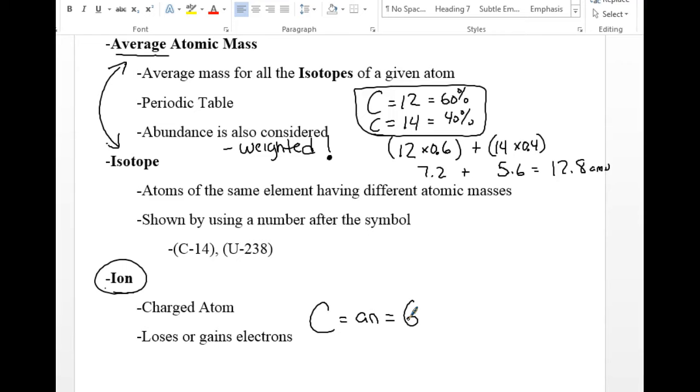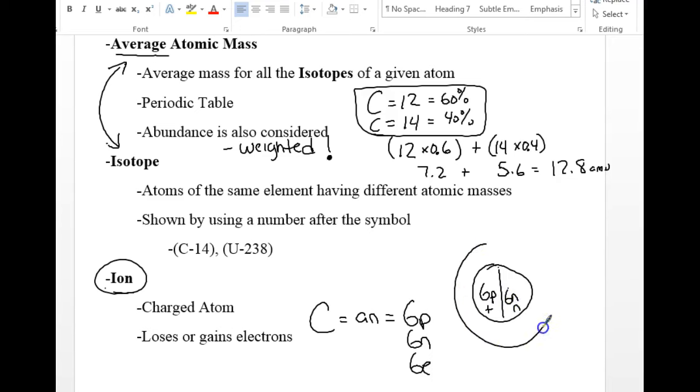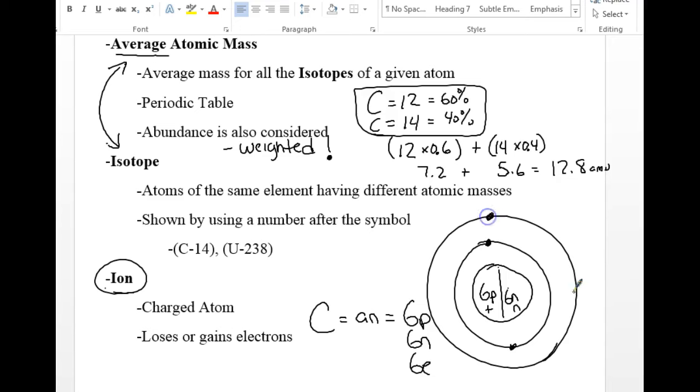And if we're just looking at carbon in the normal one where it doesn't have a charge and it's not an isotope, doesn't have 14 after, it's just C, then we know it has 6 protons, 6 neutrons, and 6 electrons. And if we were going to draw the Bohr model, we would say 6p, these are positive, and then this is 6n, these are neutral, and then it has 2 in the first shell, and then 4 in the outside shell.